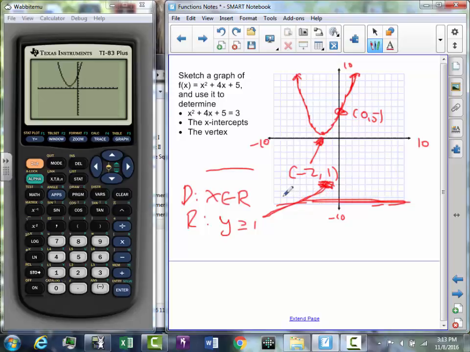Okay. So on quadratic graphs, you're always writing y is greater than or less than a certain value, and you need to find that vertex to find your range. All right, let's say I asked you for the axis of symmetry.